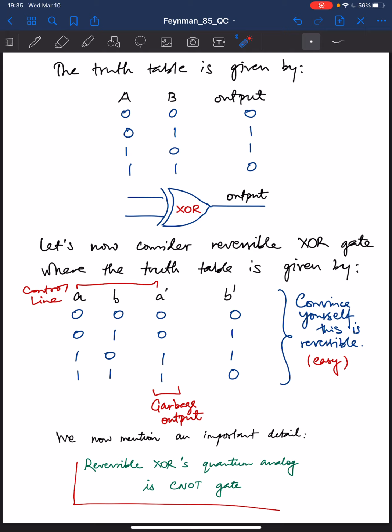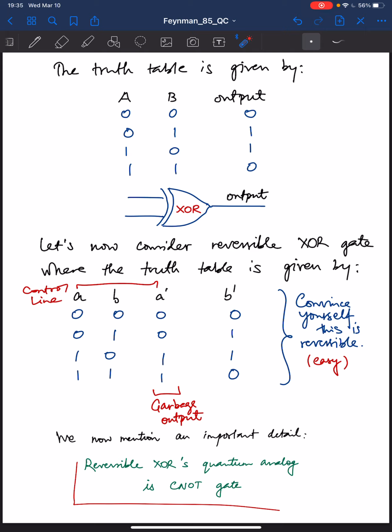It is easy to convince ourselves that this is reversible. This is reversible because if I take 0 0, I get 0 0. If I take 0 1, I get 0 1. So these are the same pair. If I take 1 0, I get 1 1. And here, if I take 1 1 as input, I get 1 0 as output. So this input gives this output, and this input gives this output, and we see that they are the same. So in some sense, this is reversible, right? You can either read it this way or this way. It is the same, so it is reversible.